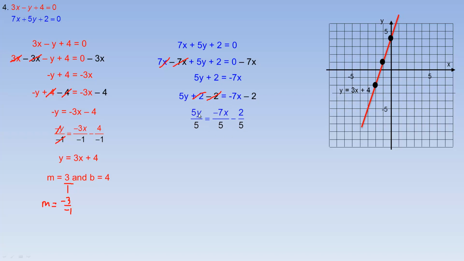And the y term is multiplied by 5. So I'm going to divide out this 5 like this to isolate the y. So I'll just have y here equals, and this would be negative 7/5 x minus 2/5. Now, the negative 7/5 is the slope. The y-intercept would be negative 2/5 or negative 0.4.